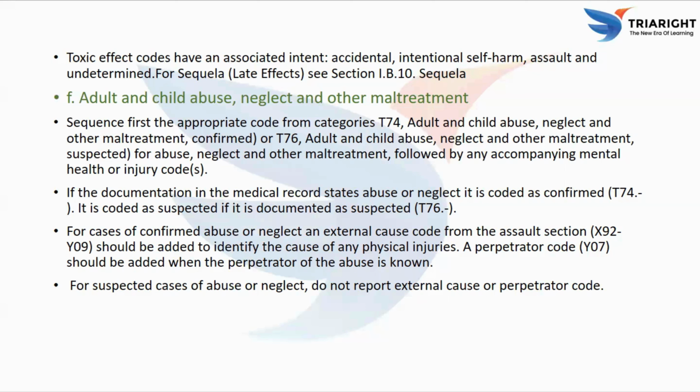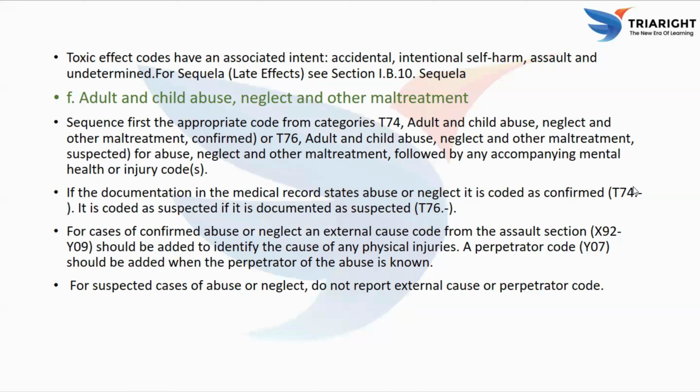Example, child with confirmed physical abuse and fractures. T74.12XA, you have to assign for confirmed physical abuse, child, and S52.501A for fracture of radius. So next is confirmed versus suspected abuse. How do you code confirmed versus suspected?